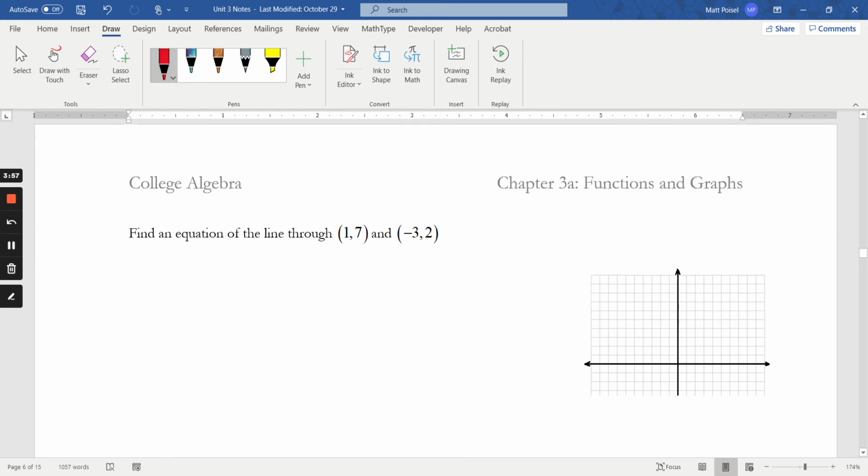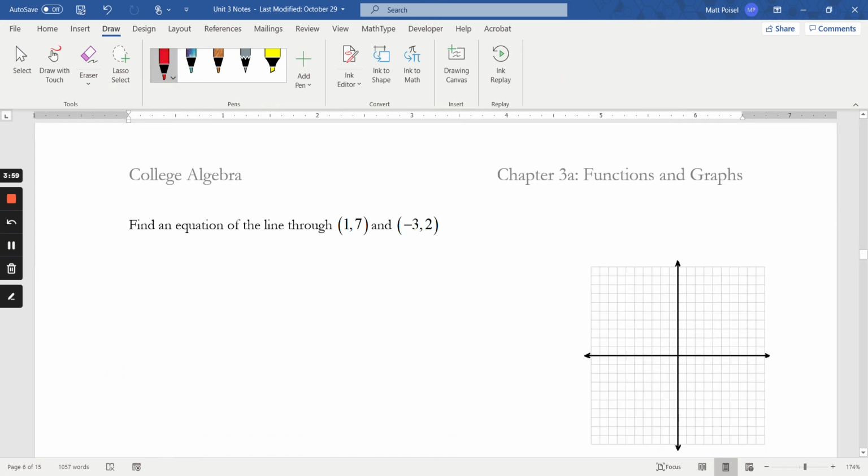All right, so if we look at this example, find an equation through these 2 points. Now, we need some more information, so if we can find the slope first, that's going to be helpful.